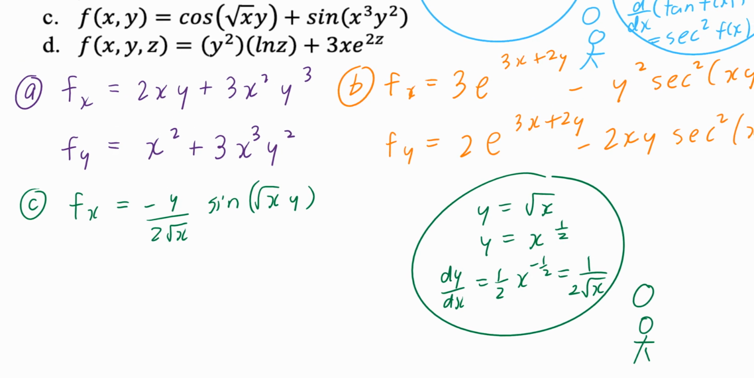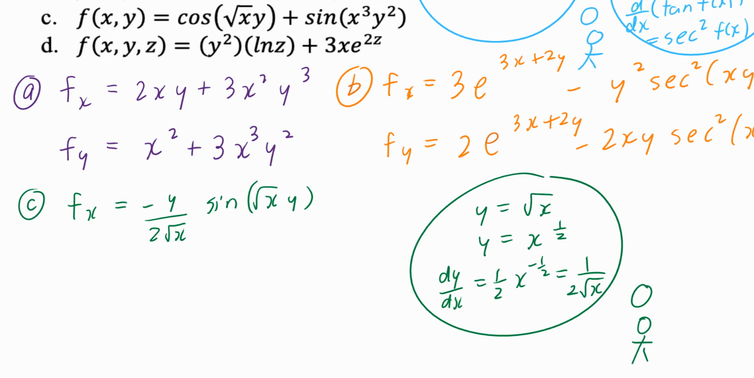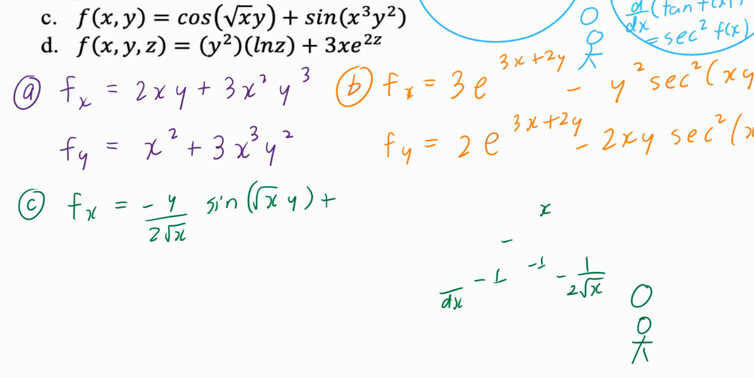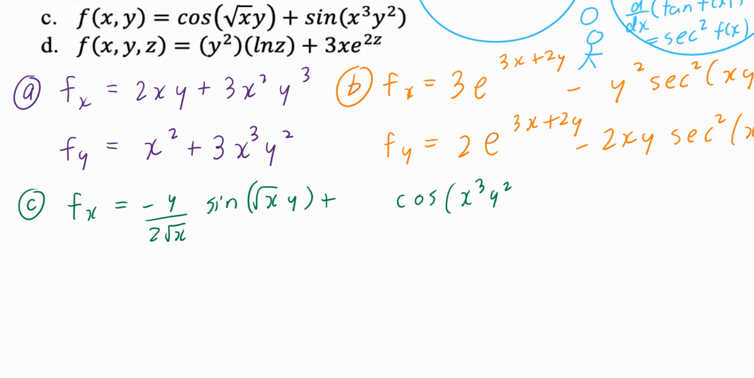Now, if I look at the second part, when I take the derivative of sine of x cubed y squared, that becomes cosine. So again, I put a plus sign. Let me erase this now. And I write down cosine of x cubed times y squared times the derivative of x cubed y squared with respect to x. When I differentiate x cubed, that's going to be 3x squared. And I copy y squared, just like that.